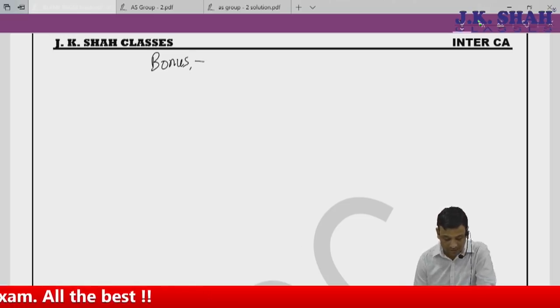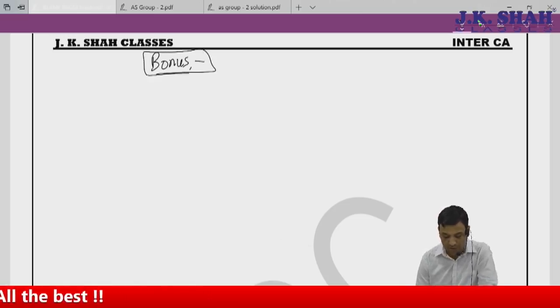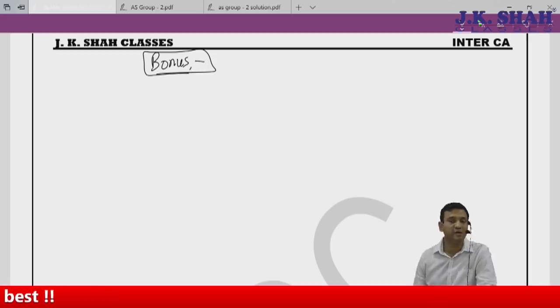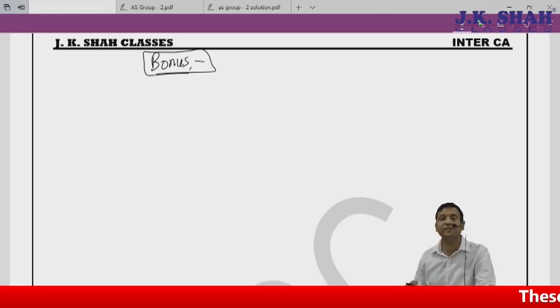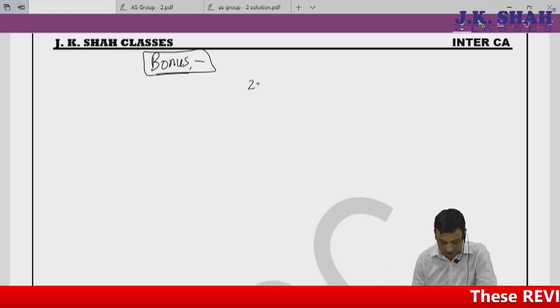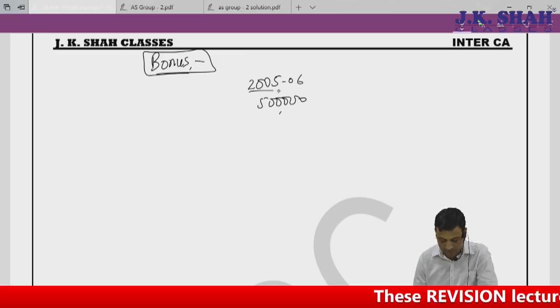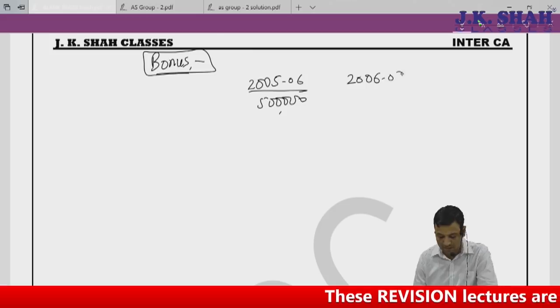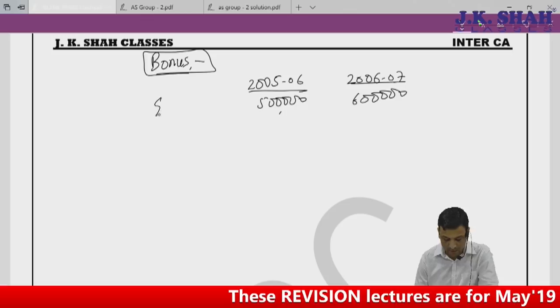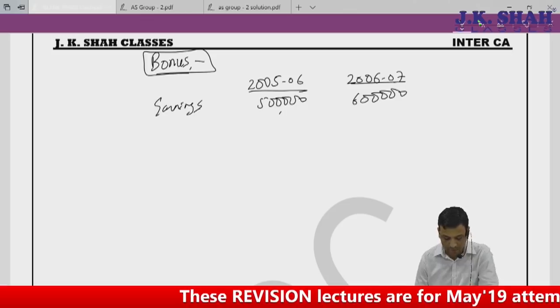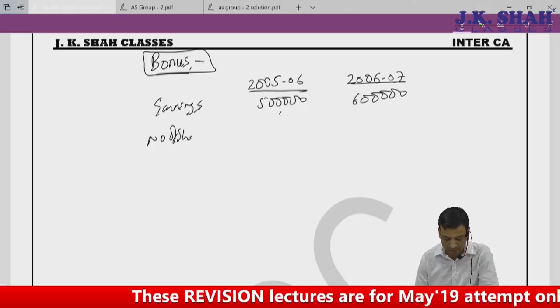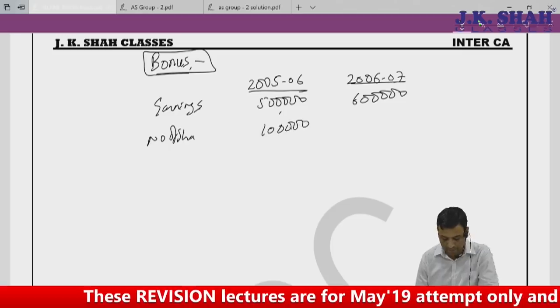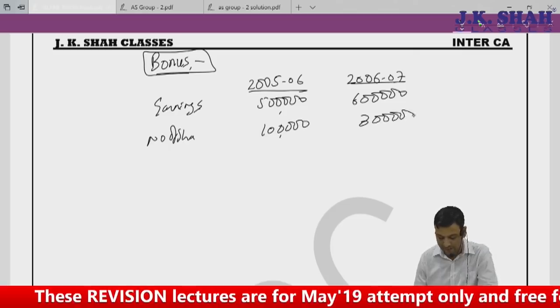So the standard says that whenever there is a bonus, the date of bonus becomes irrelevant because actually there is no resource. And we need to restate the EPS of the previous year. Like in 2005-06, I have 5 lakhs earnings. In 2006-07, I have 6 lakhs earnings. If you look at number of shares, it is 1 lakh, and here it is 3 lakhs.